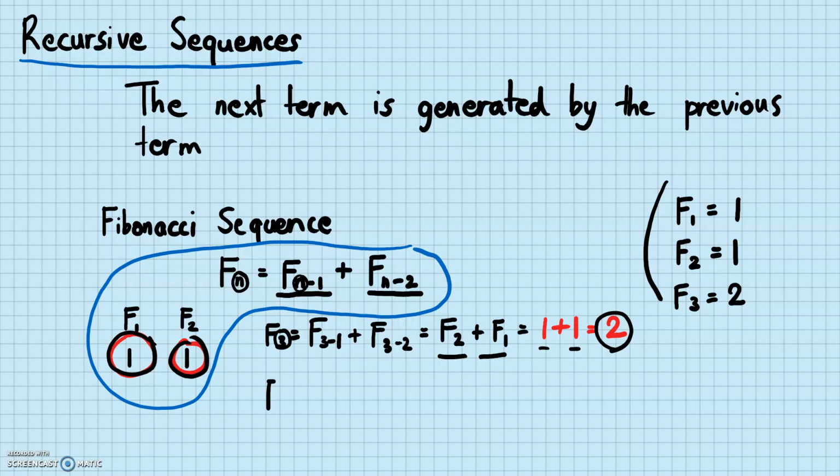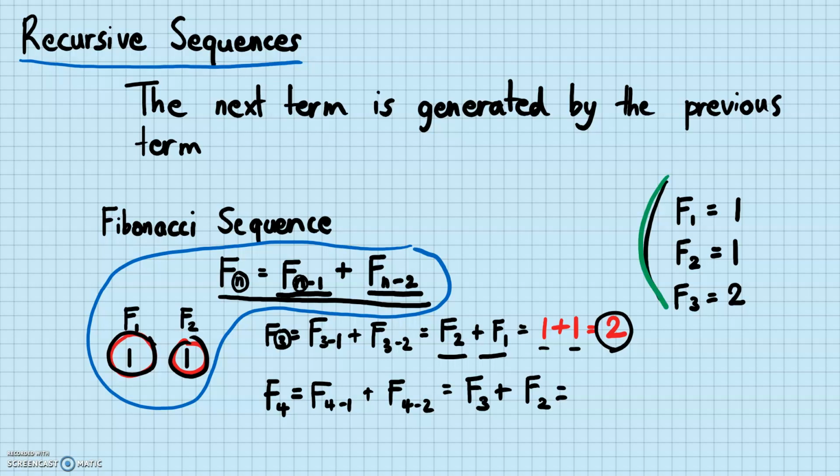Let's try and find f sub 4, our fourth term. Our fourth term is going to be, again using this algorithm here, f sub 4 minus 1 plus f sub 4 minus 2. That is going to be f sub 3 plus f sub 2. And looking at our list here, f sub 3 is 2 and f sub 2 is 1. Okay, so our fourth term is going to be 3.